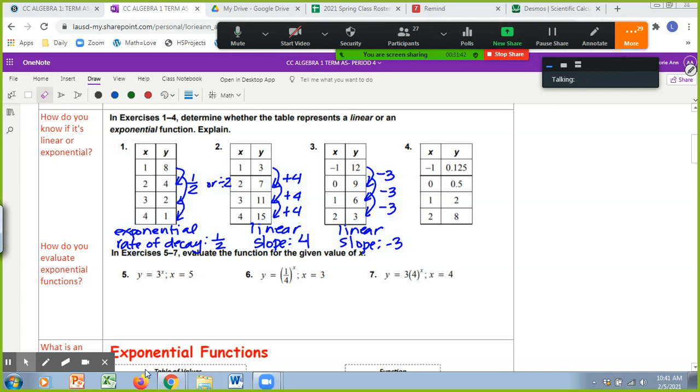So George, a function is exponential when you can find a number that you divide or multiply a previous number by to get the next one. Like 8 divided by 2 is 4, 4 divided by 2 is 2, 2 divided by 2 is 1. But if you're just subtracting, 12 minus 3 is 9, 9 minus 3 is 6, 6 minus 3 is 3. That's linear.